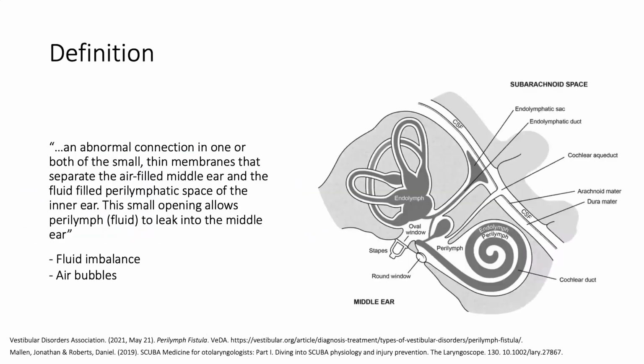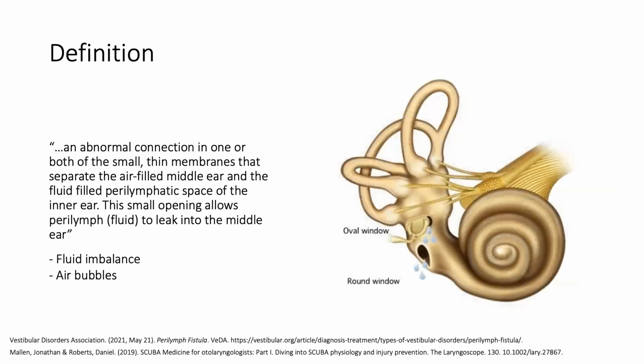So putting that together, we can say that a perilymphatic fistula, or PLF, is an abnormal connection, like a tear or defect in one or both of the membranes, that is the oval window or the round window, that separates the air-filled middle ear and the fluid-filled perilymphatic space of the inner ear. This small opening allows perilymph fluid to leak into the middle ear.